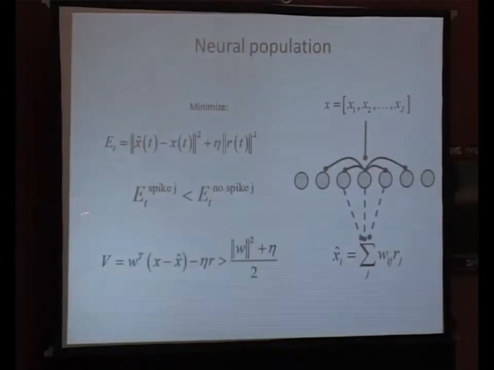And we get a membrane potential that is defined as the decoding error, x minus x hat, projected on the decoding weights of that neuron. So basically, each neuron here is monitoring the prediction error of the network, of the population, by looking at the difference between x and x hat. And this difference needs to be larger than a fixed threshold, also a function of the decoding weights.